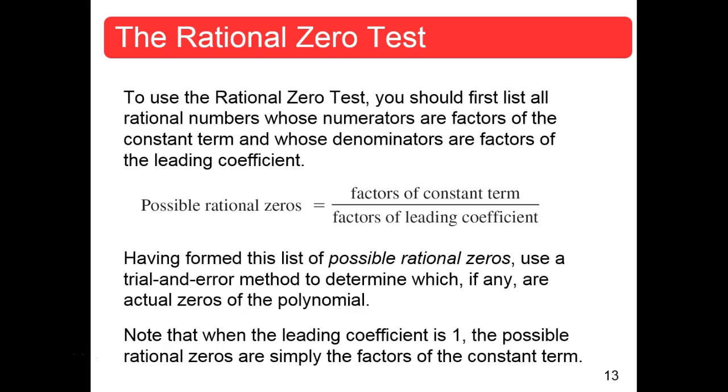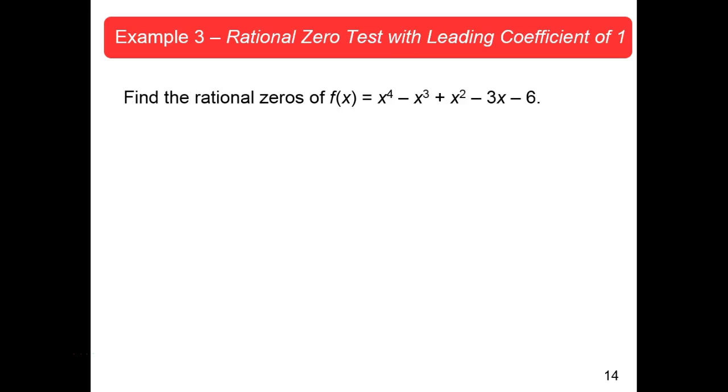Note that when the leading coefficient is 1, that denominator becomes really simple, because all the possible factors of 1 is 1, plus or minus 1, but it's still 1. So then it's all the possible factors of your constant term. So here's 1. Now this is example 3.